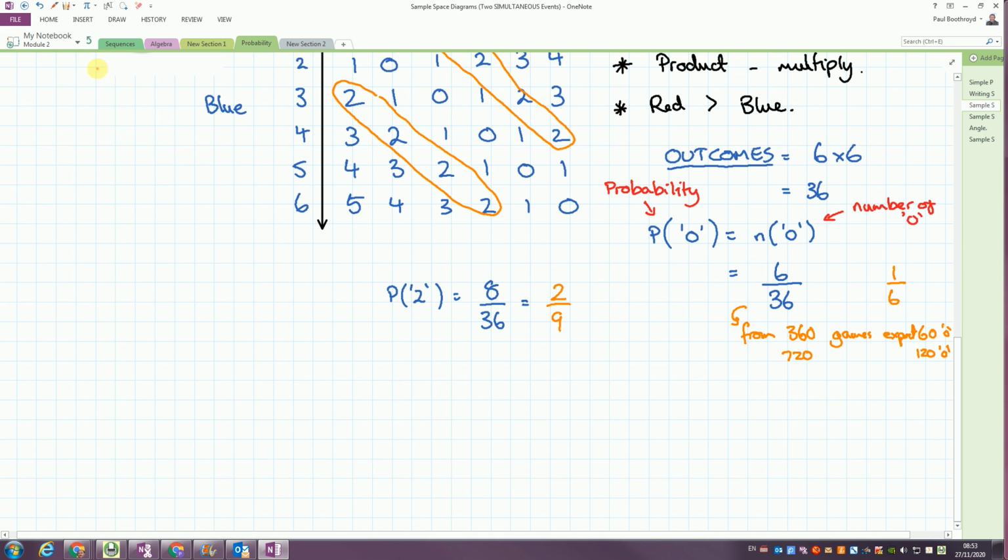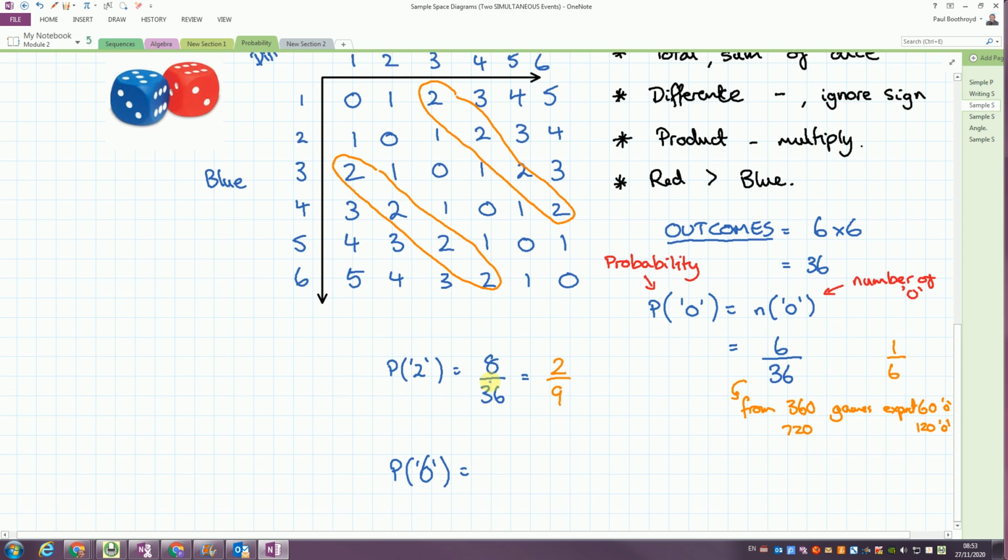Do one more. What's the probability of scoring 6? How many 6s are there inside the sample space diagram? Okay. Yeah, Sabia, good. None of them. There are no 6s inside the diagram, so my probability is 0. That's how you can use a sample space diagram to write probabilities.